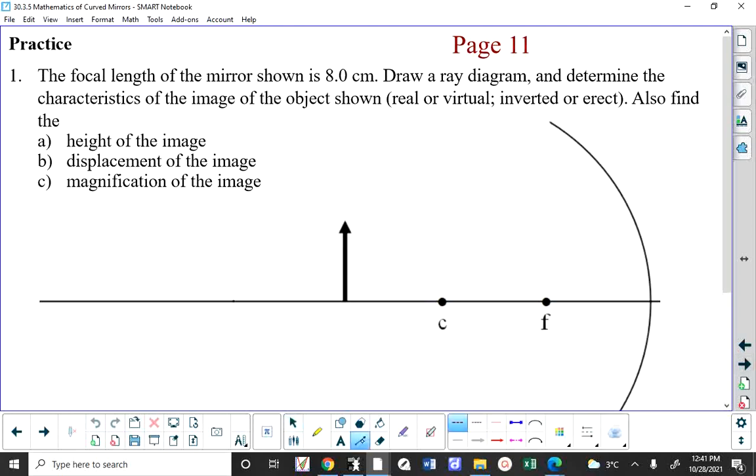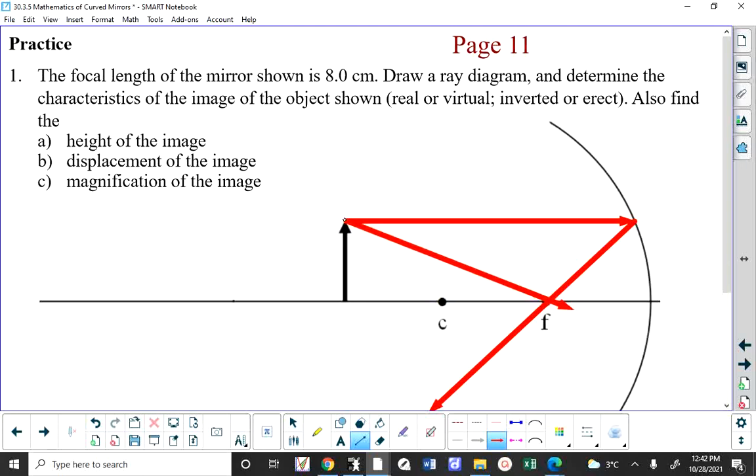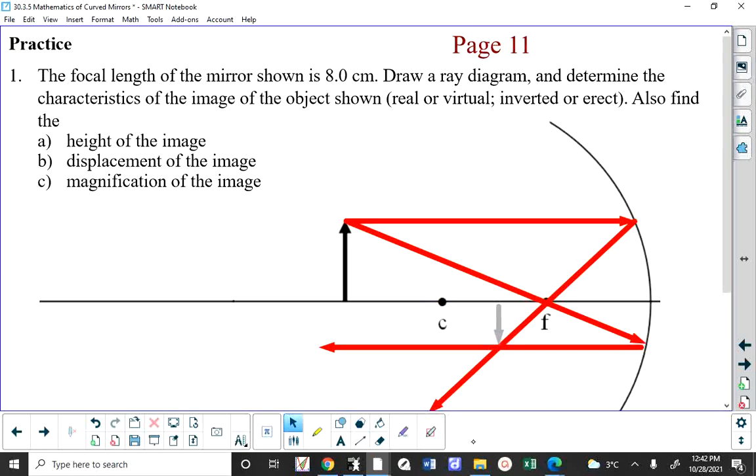We'll do one together. A beam of light that is moving parallel off of a particular place on the object will reflect through the focus. A beam of light leaving that same part of the object, and I always use the top, going through the focus will reflect parallel. That's enough, by the way, for you to know that the top of the image, meaning the image of the top of the object, will be at that intersection point. So this is going to be where the image will be located.